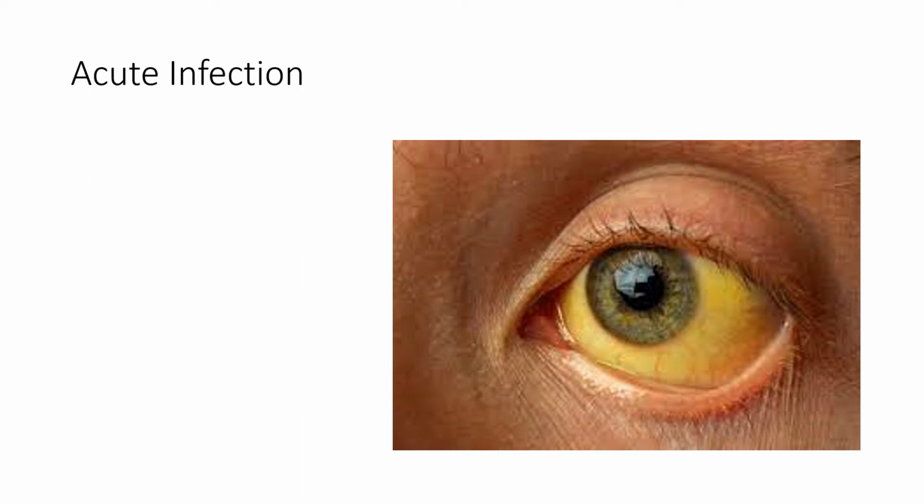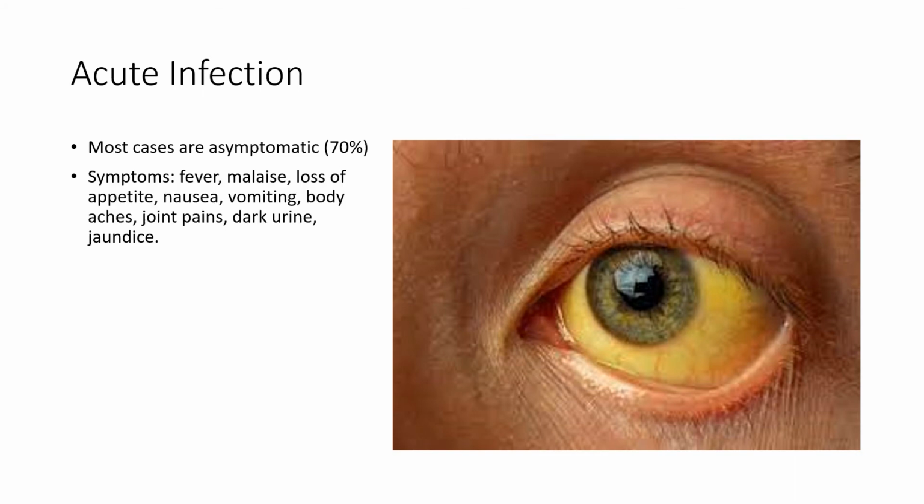Most patients with an acute hepatitis B infection are asymptomatic. About 70% have no symptoms, but that means that 30% of people do if they have hepatitis B infection. And they typically present with fever, malaise, just feeling horrible, loss of appetite, other GI symptoms such as nausea and vomiting. They may have joint aches, body aches, dark urine, and jaundice.